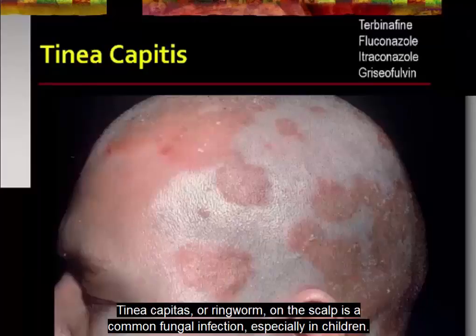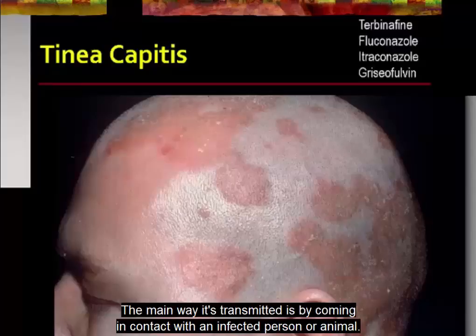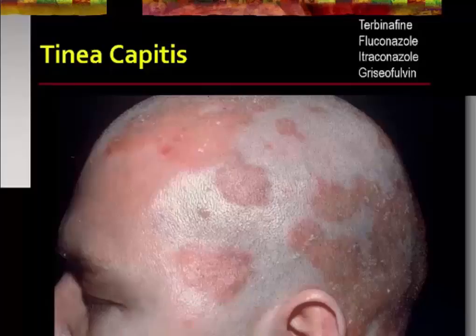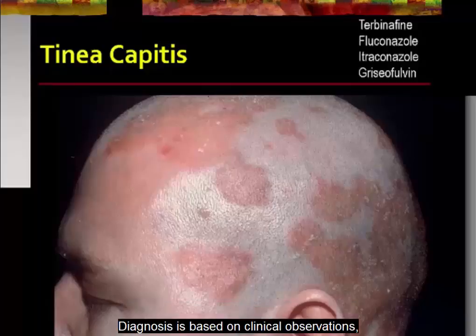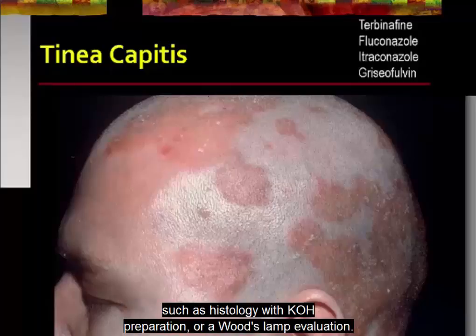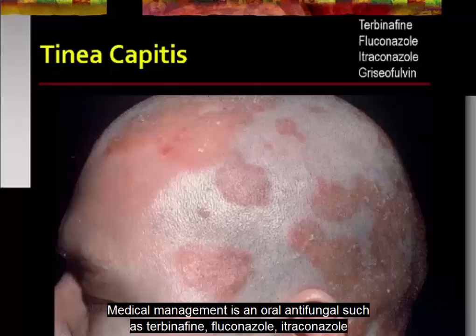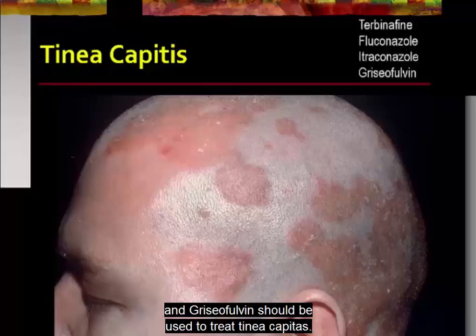Tinea Capitis, or ringworm on the scalp, is a common fungal infection, especially in children. The main way it's transmitted is by coming in contact with an infected person or animal. Diagnosis is based on clinical observations, such as histology with KOH preparation or Wood's lamp evaluation. Medical management is that oral antifungals such as terbinafine, fluconazole, itraconazole, and griseofulvin should be used to treat Tinea Capitis.